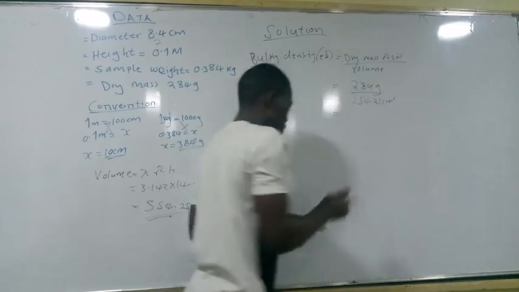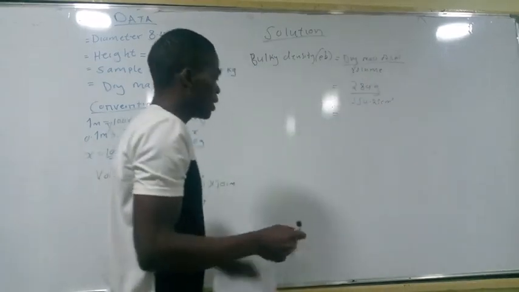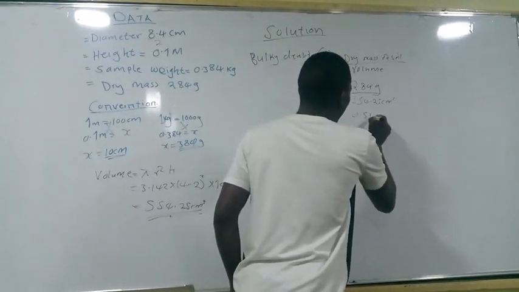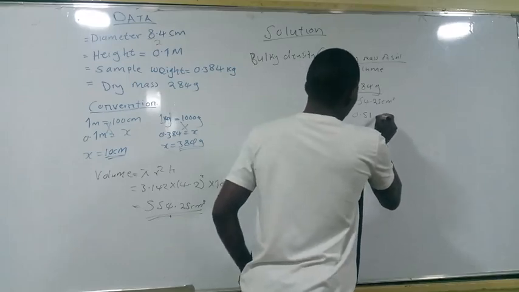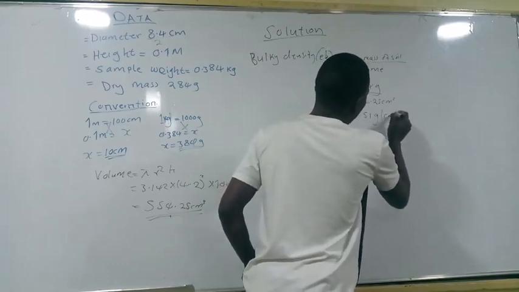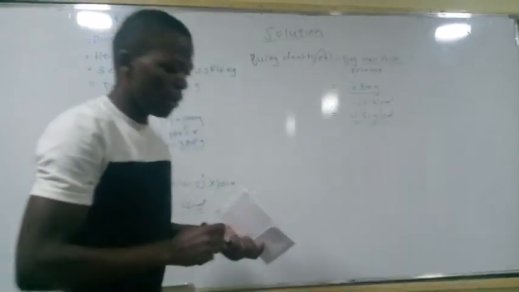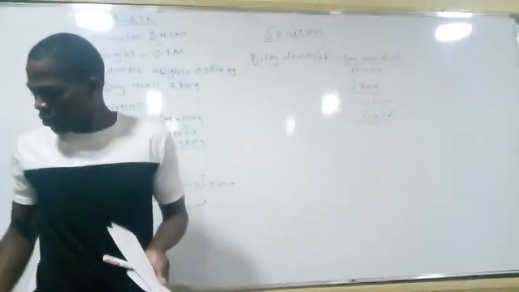So when you find out the answer, what answer will you get? Automatically you are going to get 0.51 grams per cubic centimeter. When you reach that point, then you've calculated what? The bulk density.